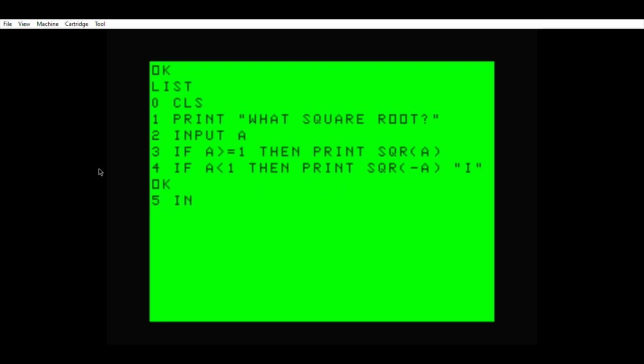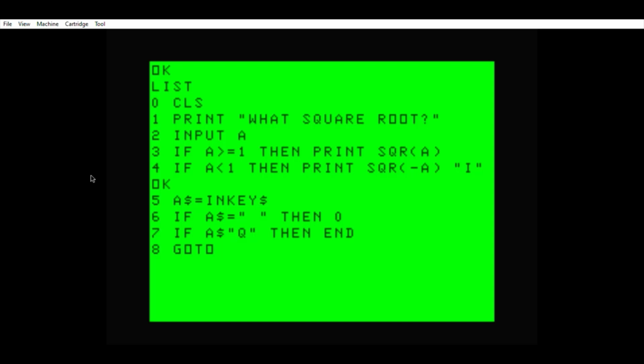So line 5 is going to be our famous INKEY$ statement. So we're going to put string A$ equals INKEY$. And we're going to put if A$ equals spacebar, then 0, which means it will go to 0. However, if A$ equals Q for quit, then end, the program will end.